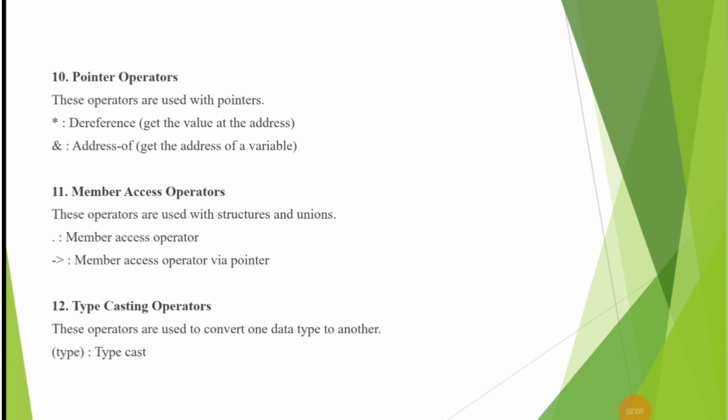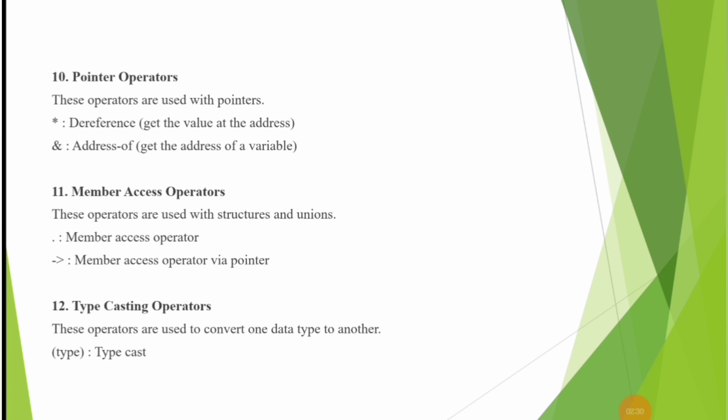And then next is the member access operator. These operators are used with structures and unions. The first one, the full stop, is called the member access operator, and the hyphen greater than symbol is used as the member access operator via a pointer.